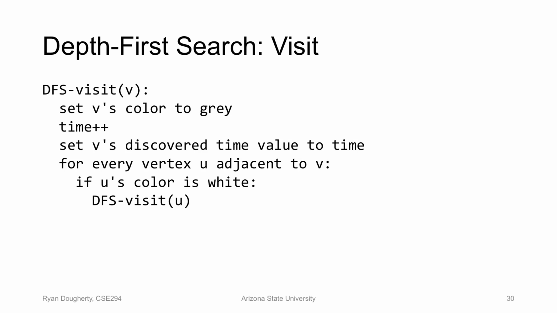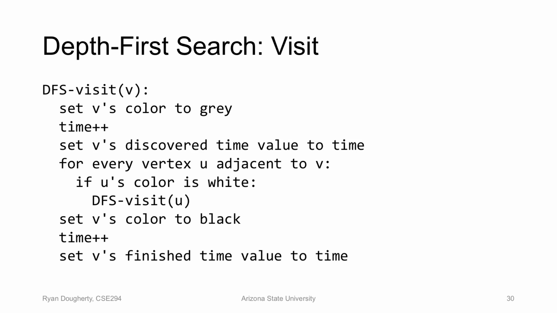But there are some cleanups we need to make. Well, since I can't go anywhere else with V, I color it black, right? Because there's nowhere else to go. I increment the time to make sure that it's distinct, and I set V's finish time to be the timestamp. All right, so that's just cleanup at the end. So any questions on how visit works?